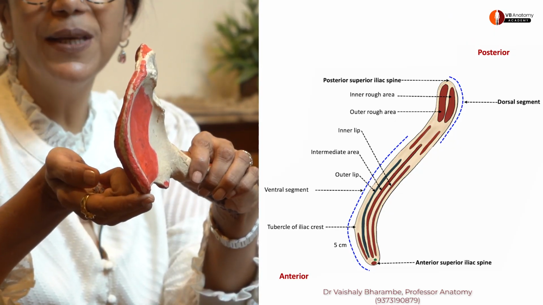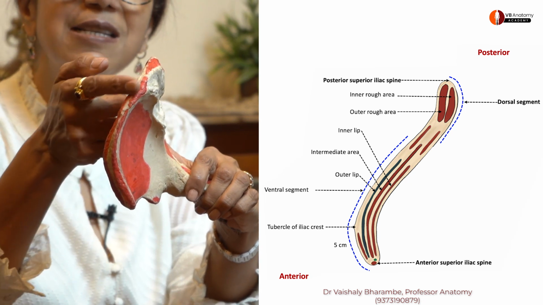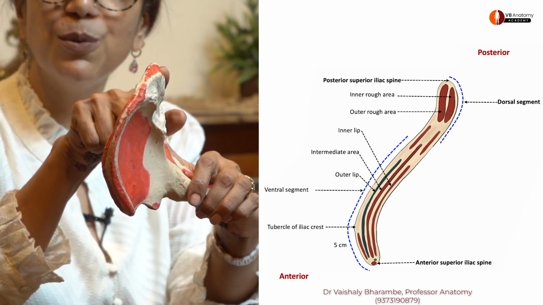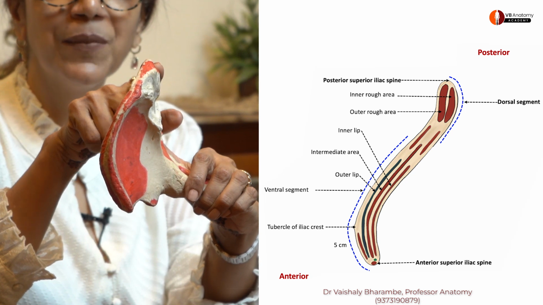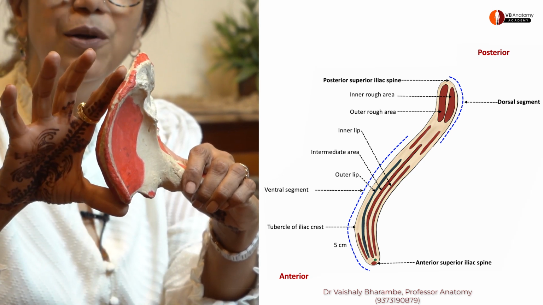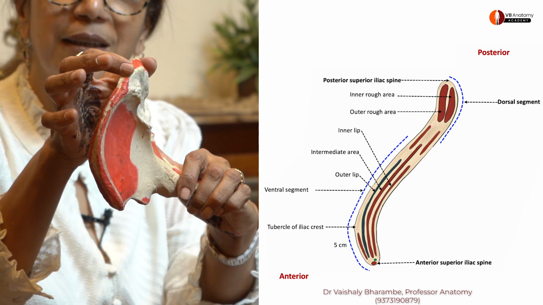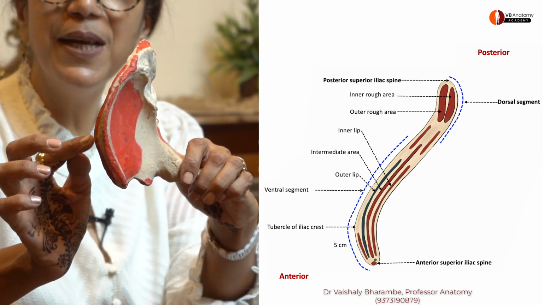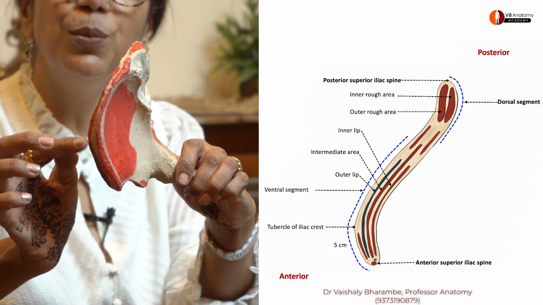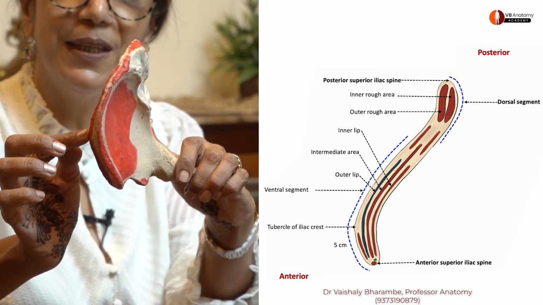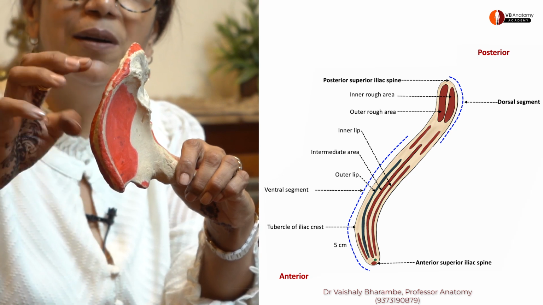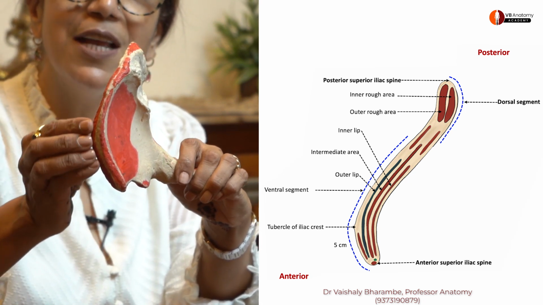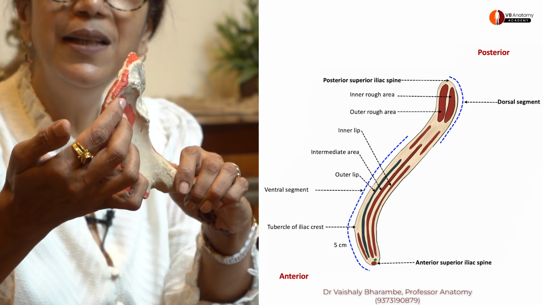I'm going to hold it like this because I want you to see this from here. So this is anterior superior iliac spine. This is iliac crest. This is posterior superior iliac spine. Clear? You can divide this into ventral 2/3 and dorsal 1/3. Correct? 5 cm from the anterior superior iliac spine, here you can see a tubercle. That's the iliac tubercle.